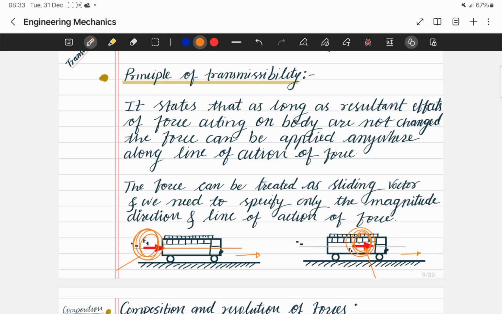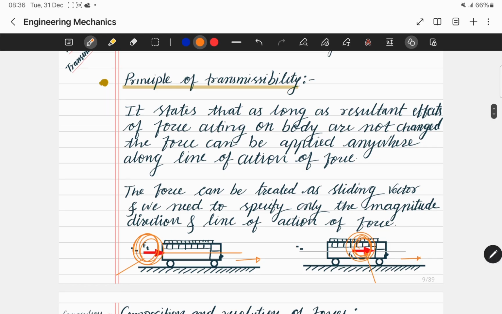If this is the principle of transmissibility that we use, then the force can be treated as a sliding vector, and we need to specify only the magnitude, direction and line of action of the force.